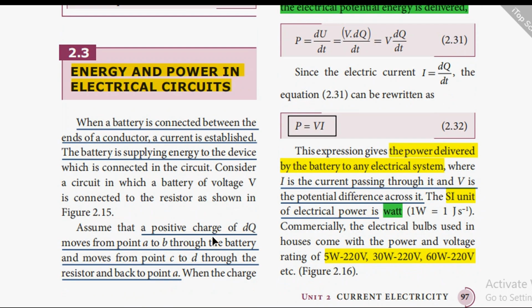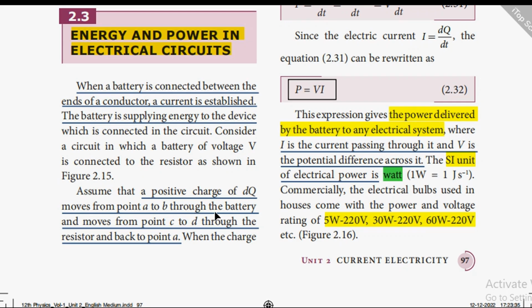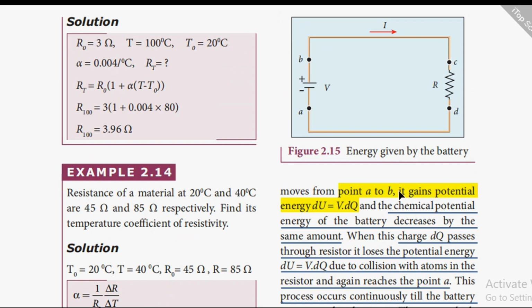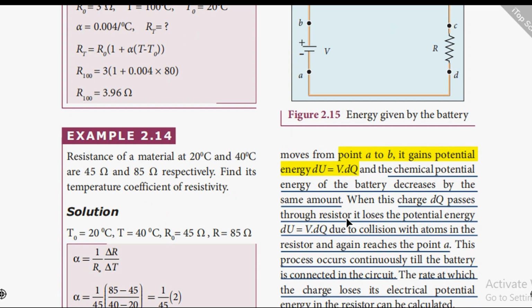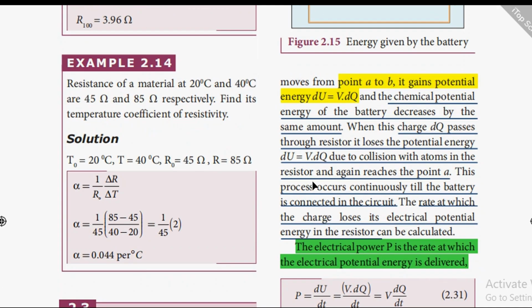Assume that a positive charge dq moves from point A to B through the battery and moves from point C to D through the resistor and back to point A. When the charge moves from point A to B, it gains potential energy dU equal to V dq, and the chemical potential energy of the battery decreases by the same amount. When this charge dq passes through the resistor, it loses the potential energy dU, that is V dq, due to collision with atoms in the resistor, and again reaches point A. This process occurs continuously as long as the battery is connected in the circuit.